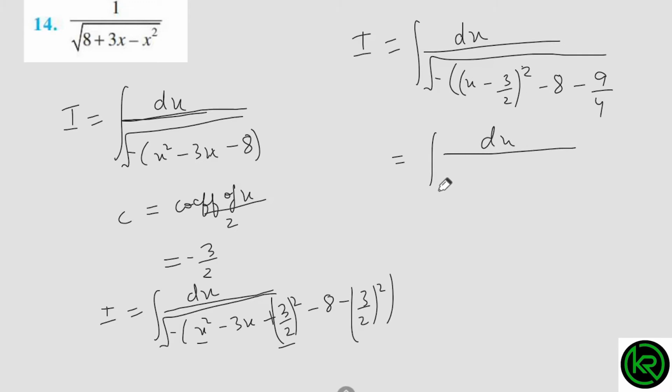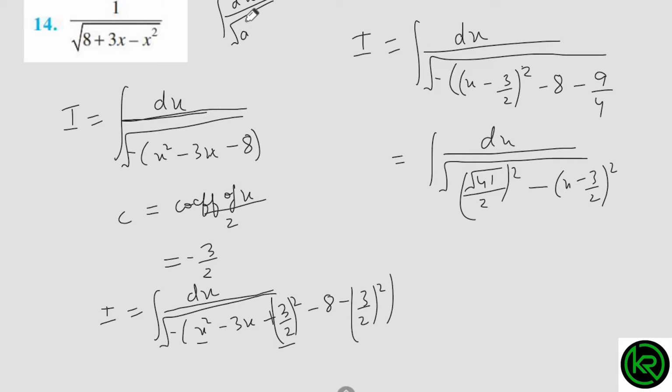And students, 4 8 is 32 and 32 plus 9 will be 41. So we are getting 41 I am writing here. Under root 41 we can write, and 4 we can write 2 square. So under root (41 by 2) square minus (x minus 3 by 2) square. Okay, students, for this we are using formula integral dx upon under root a square minus x square, and its formula is sine inverse x by a plus c.